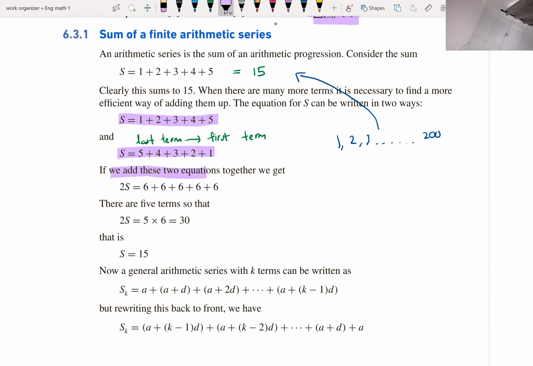So it will be 2S. Here we can see, 1 plus 5 will be 6, 2 plus 4 will be 6, until the end it will be 6. So it will be simpler to calculate in this way. There are five numbers of 6, so multiply with 6 we get 30 for 2S. Divide by 2, we get single S, and 30 divided by 2, we get 15. So this is the simple way.